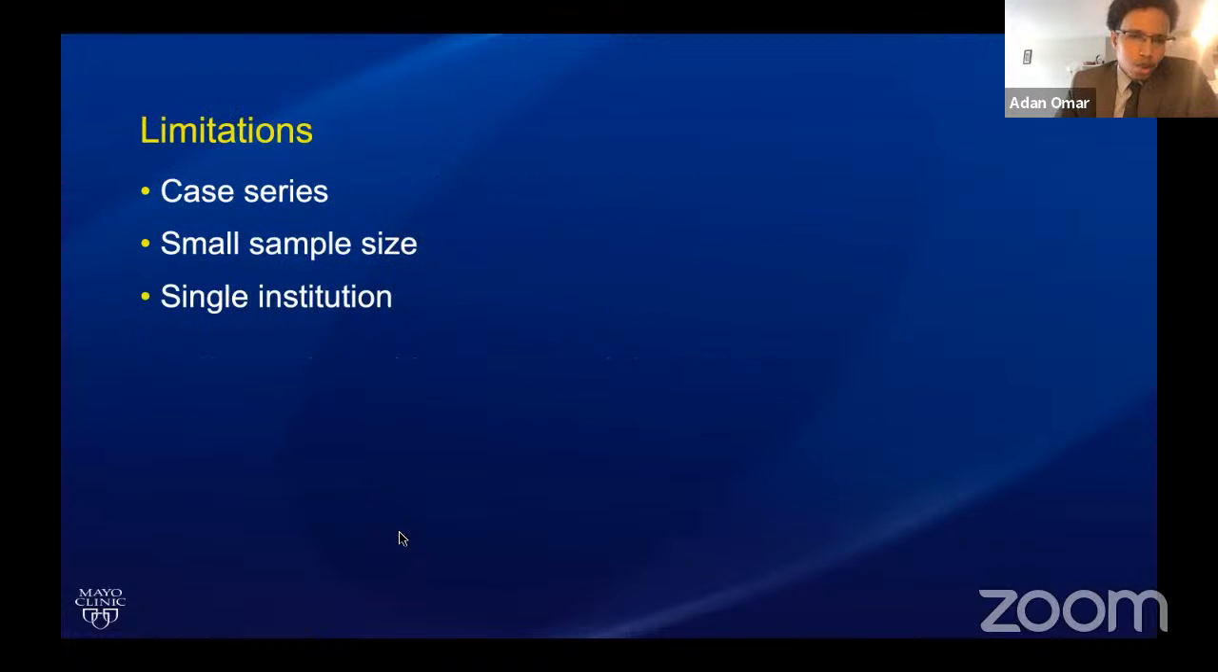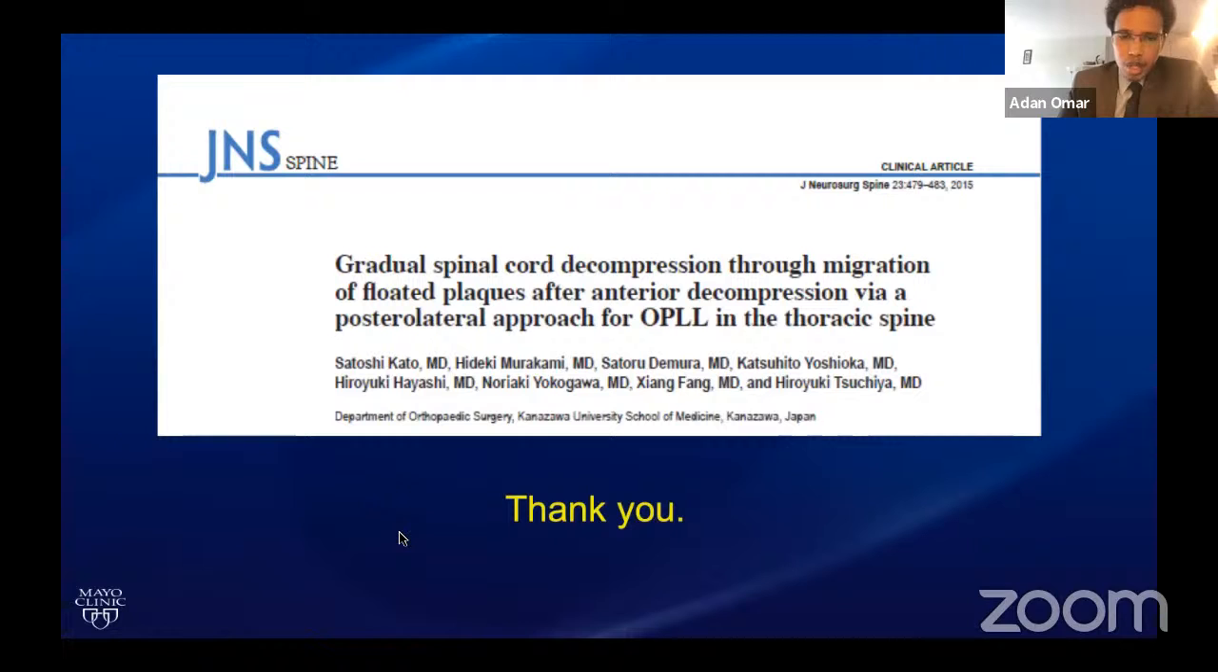This paper does have several limitations. Obviously, it is from a single institution, and it's a very small case series with only 3 patients in the floating group. But I thought it was overall an interesting paper, and I'm just leaving it open for discussion.